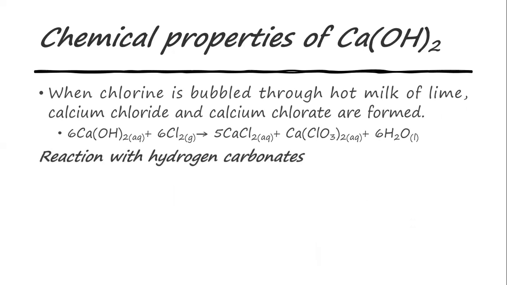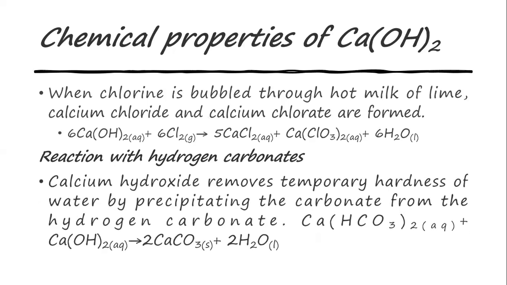Now, let's see the reaction with hydrogen carbonates. Calcium hydroxide removes the temporary hardness of water by precipitating the carbonate from the hydrogen carbonate. As you can see in the reaction, calcium hydrogen carbonate plus calcium hydroxide leads to calcium carbonate plus water. So calcium hydroxide removes temporary hardness, which can be caused by calcium hydrogen carbonate.